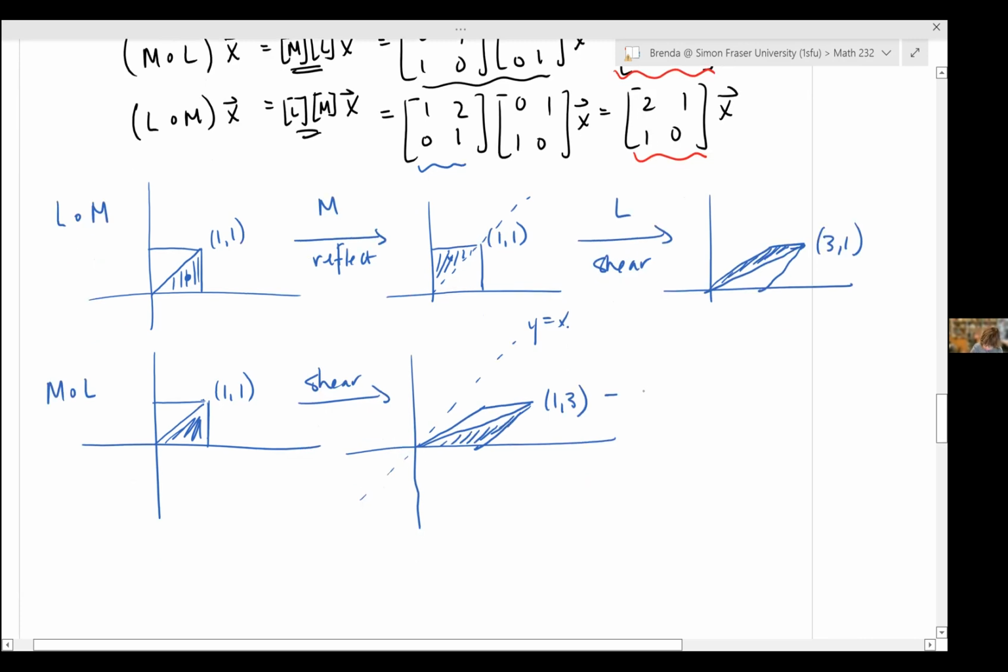Now I'm going to do the reflection. I'm going to get this guy here. I've got the line y equals x here, and it is going to look like this. Like that, with this point here being 1, 3. This is not right. Here, let's fix that. Okay, there we go.